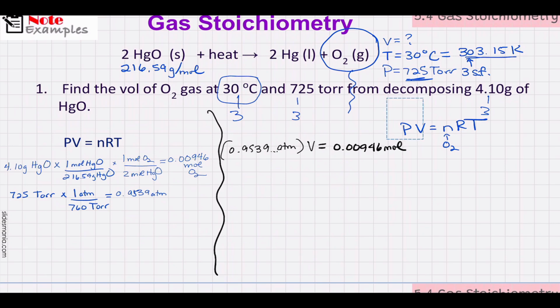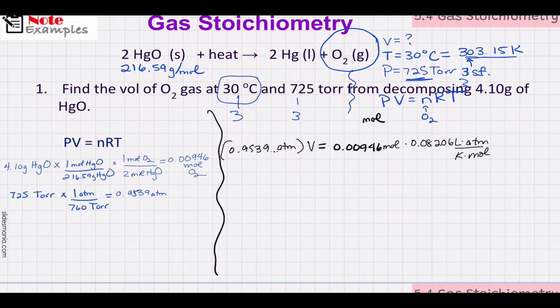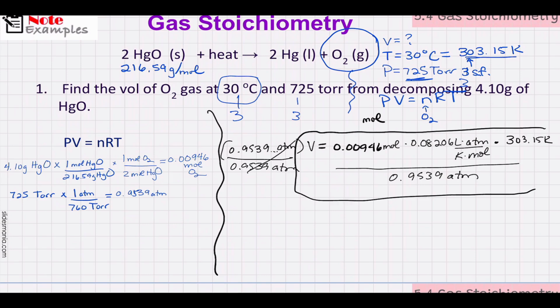And then I'm going to move this a little. Then I'm going to use my R value. And I'm going to put my unit in to show you how that can help you know that you did it correctly. And then my temperature. So I would divide both sides by my pressure. So I know my volume equals this. And then I can put that in my calculator.